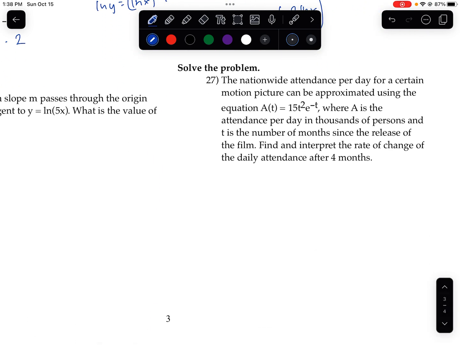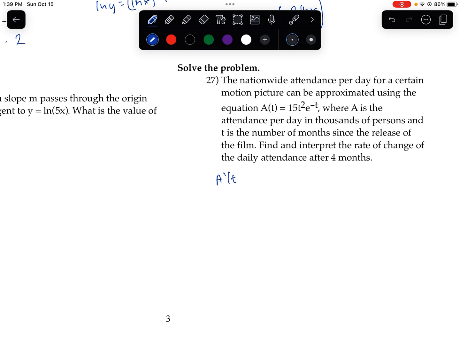Okay, 27. A nationwide attendance per day for a certain motion picture can be approximated using the equation A of t equal to that expression right here, where A is the attendance per day in thousands of persons and t is the number of months since the film was released. Find and interpret the rate of change of the daily attendance after 4 months. So let's go ahead and find A prime, since we're looking for the rate of change.